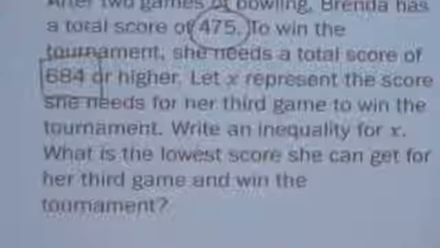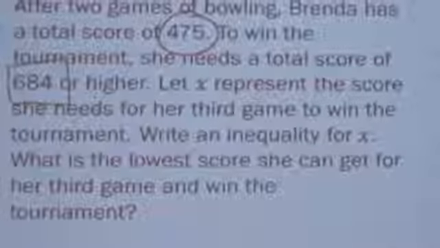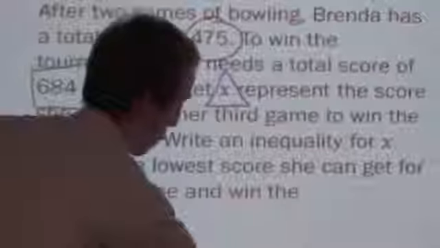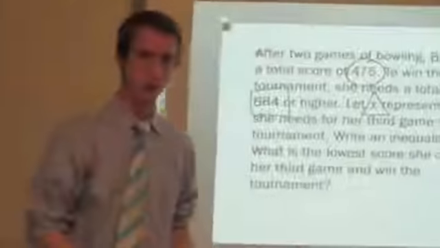Next piece of information. They give us that X represents the score she needs. So they just give us our variables. So that's nice. So let's put a little triangle around X. So now we've got our starting point, the 475. We've got the score she's trying to reach, 684, and we have our variable. So the last thing we need to do is figure out what inequality sign we want. Do we want less than or equal to, greater than, or greater than or equal to?